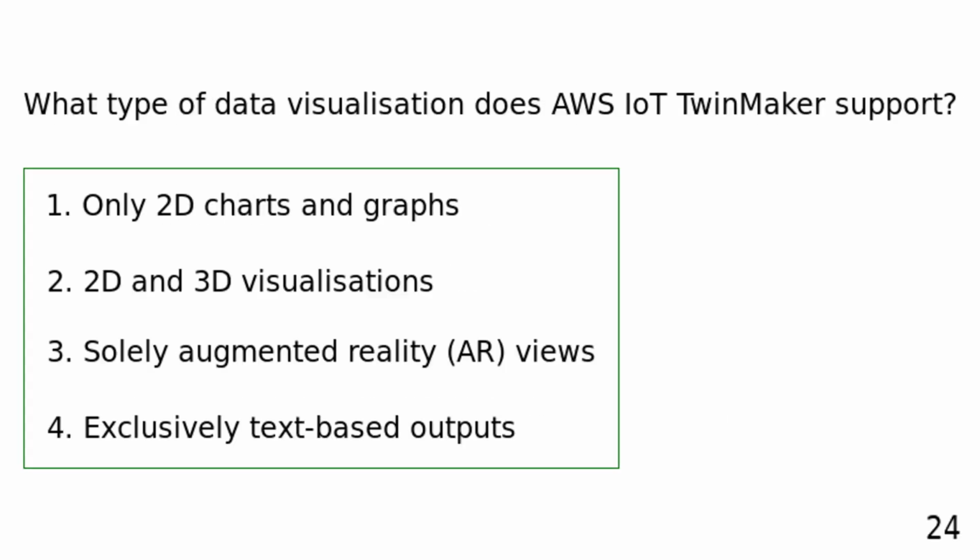What type of data visualization does AWS IoT TwinMaker support? Only 2D charts and graphs. 2D and 3D visualizations. Solely augmented reality views. Exclusively text-based outputs.